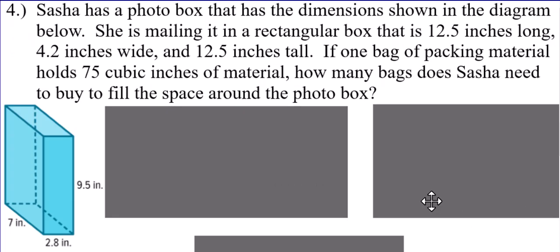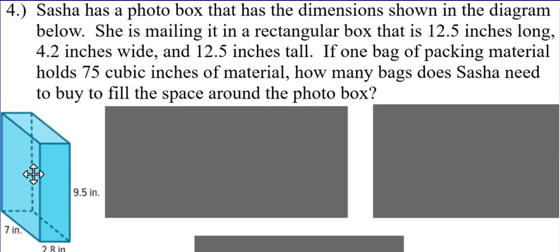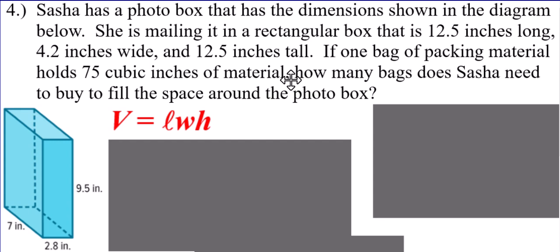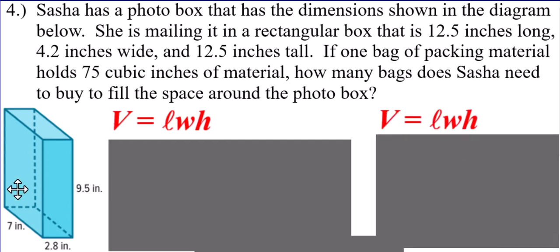Okay, problem number 4. We have a rectangular box and another rectangle. Did you notice this was actually 2 rectangular prisms? She is going to take the photo box shown in the diagram below, this guy right here, and she's going to mail it in a bigger box with the dimensions shown in this second sentence. So we're going to have to do the volume of the bigger box and the volume of the photo box that we were shown, and eventually subtract them to find the volume of the space around the photo box. Kind of like problem number 1, part A.